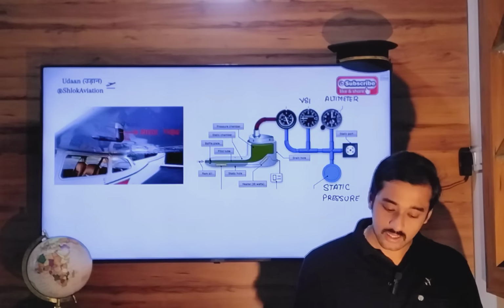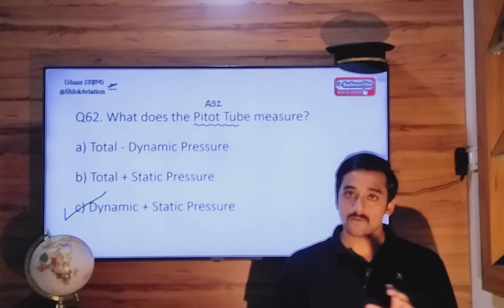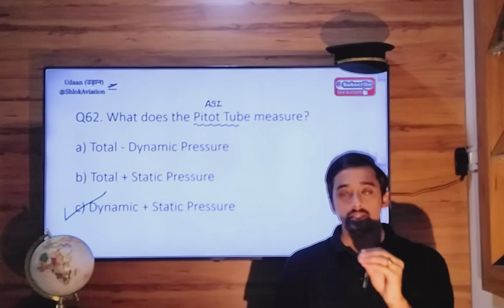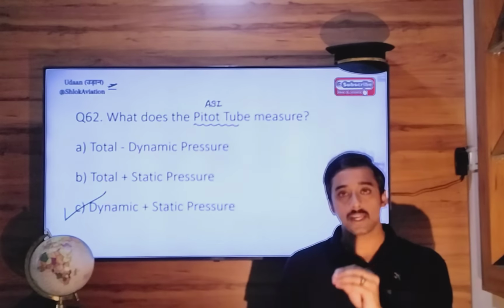So the correct answer here is, what does the pitot tube measure? It measures dynamic pressure and static pressure. We get rid of the static pressure by feeding static pressures around or inside the back case of this airspeed indicator instrument. Next, if pitot source gets blocked during descent, ASI will dash, altimeter will dash, and VSI will dash.